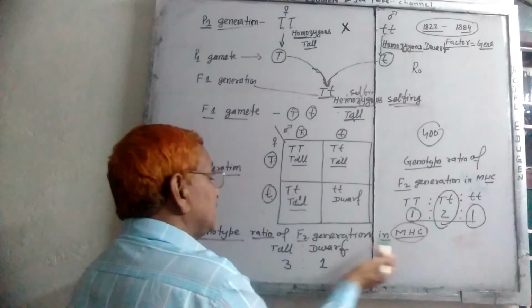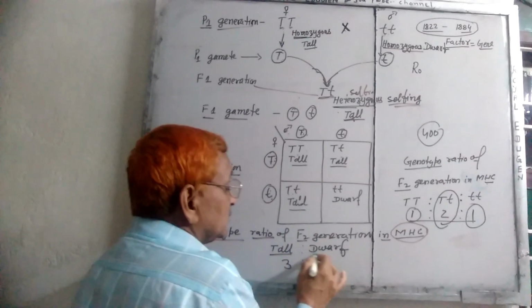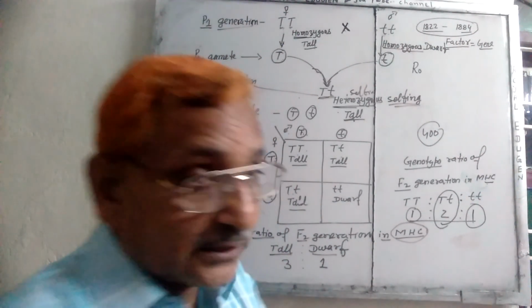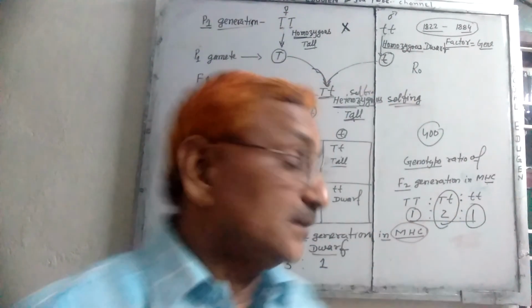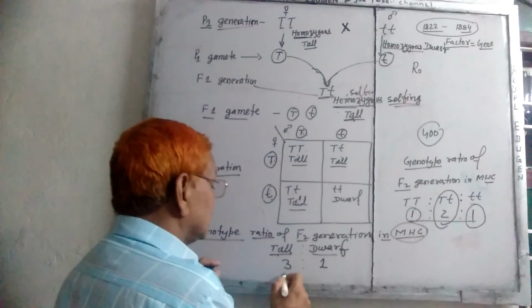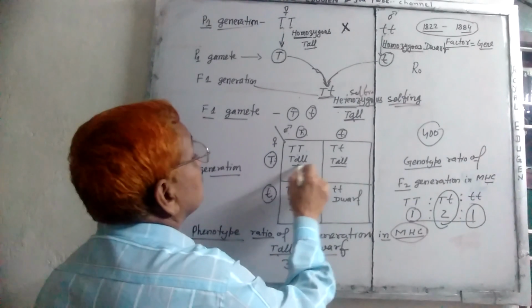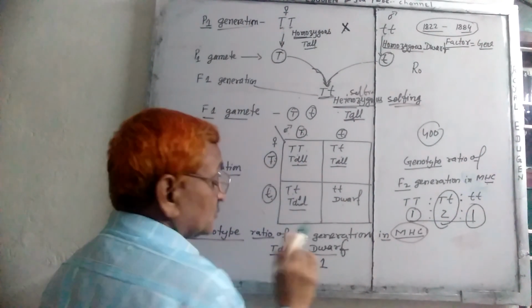So what is this? Monohybrid cross, what is the ratio? Tall to dwarf. Don't forget to write whatever be the character, whatever be the traits given. So you write here tall and dwarf. So when we count 3 tall and 1 dwarf, so 3 is to 1.